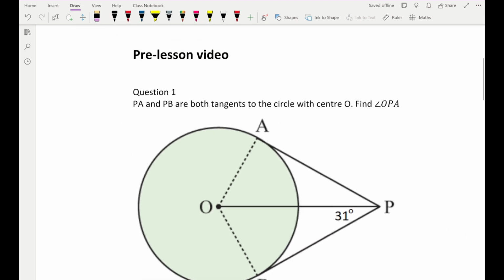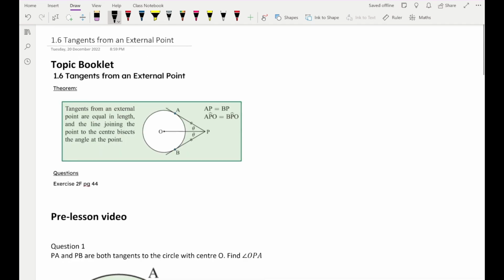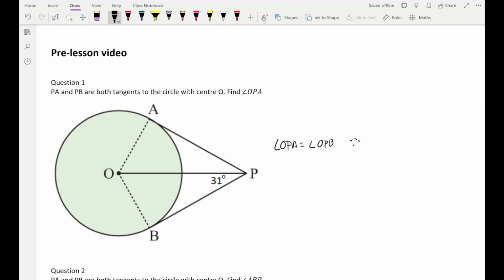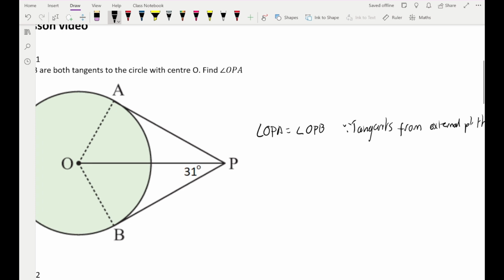So let's do a couple of examples. PA and PB are both tangents with center O. Find angle OPA. Now this is a direct application of our theorem. Angle OPA equals angle OPB, and this is by our theorem, which is called tangents from external point. Great. Therefore, angle OPA has to be, well, the same, 31 degrees. Cool.